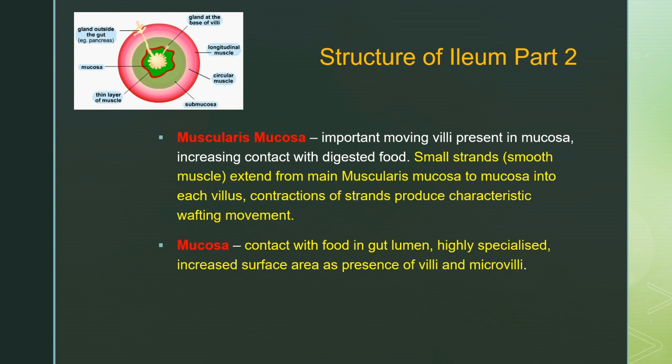This is because your muscularis mucosa is basically small strands of smooth muscle that extend from your main muscularis mucosa into each villus, and the contractions of these strands produce the characteristic wafting movement. Now then, your actual mucosa. This is the part that comes into contact with your food in the gut lumen. It's highly specialised with an increased surface area because of your villi and microvilli.